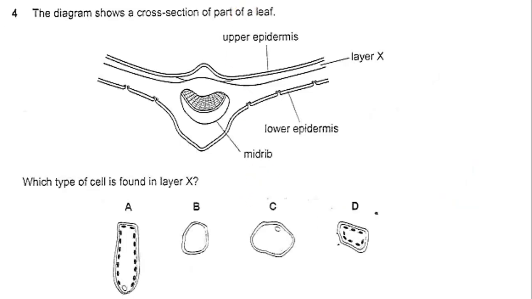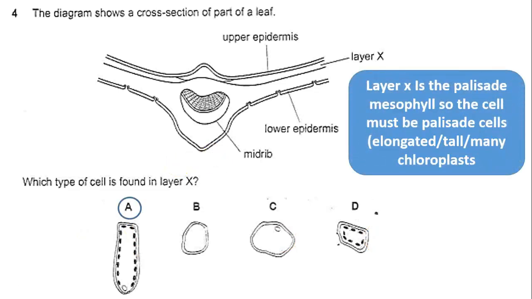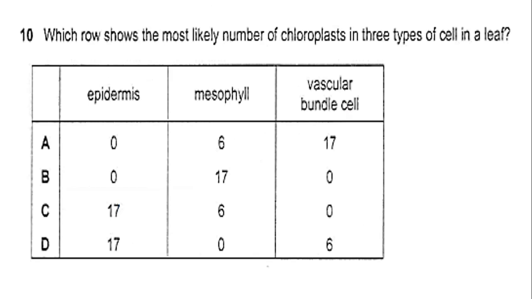Let's answer some questions. The first question says, the diagram shows a cross-section of part of the leaf. Which type of cell is found in X layer? When you look at the diagram, please read what's written. Here it says the upper epidermis. So what's the layer just below the upper epidermis? Layer X here. Yes, it's the layer that contains the palisade mesophyll cells. So which cell here looks like the palisade mesophyll? Yes, it is cell A. This is how we think of this question.